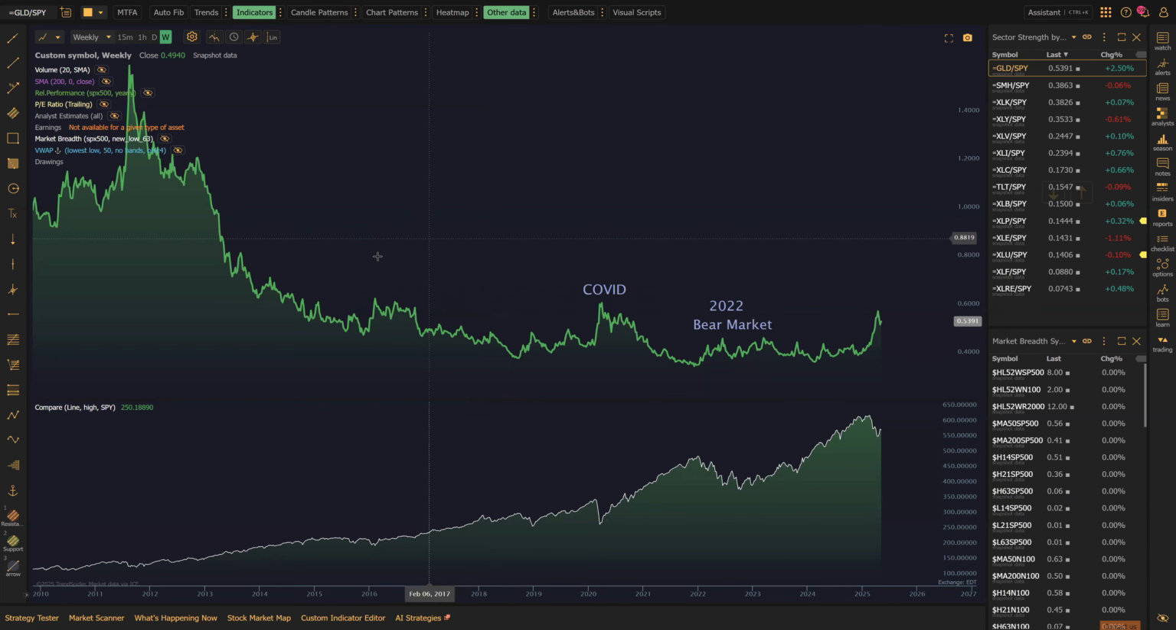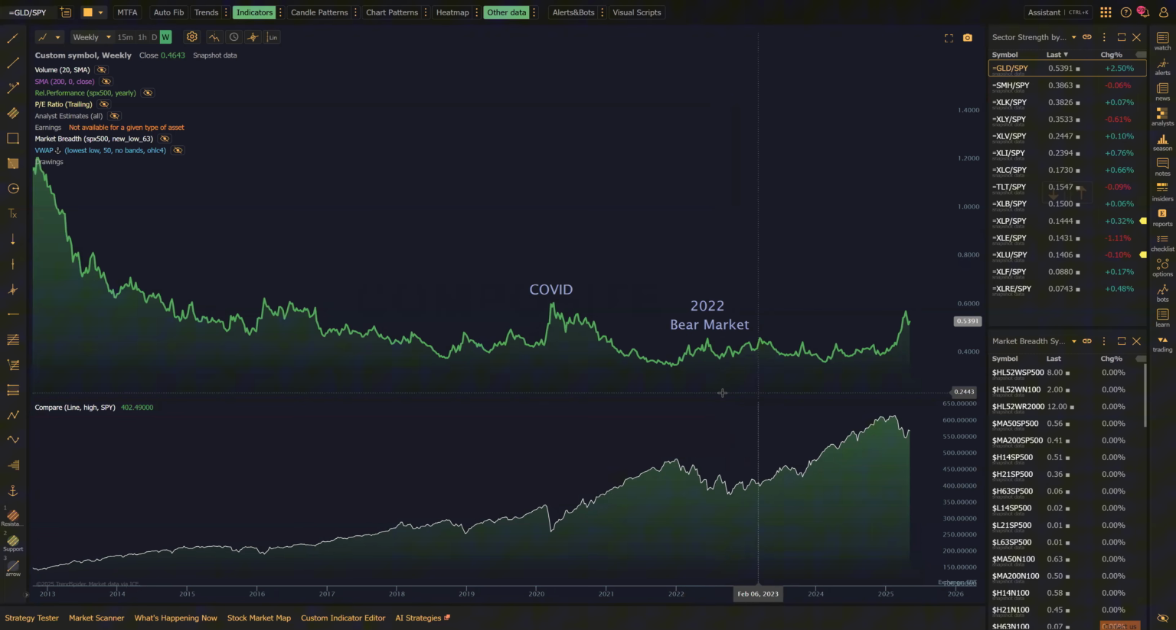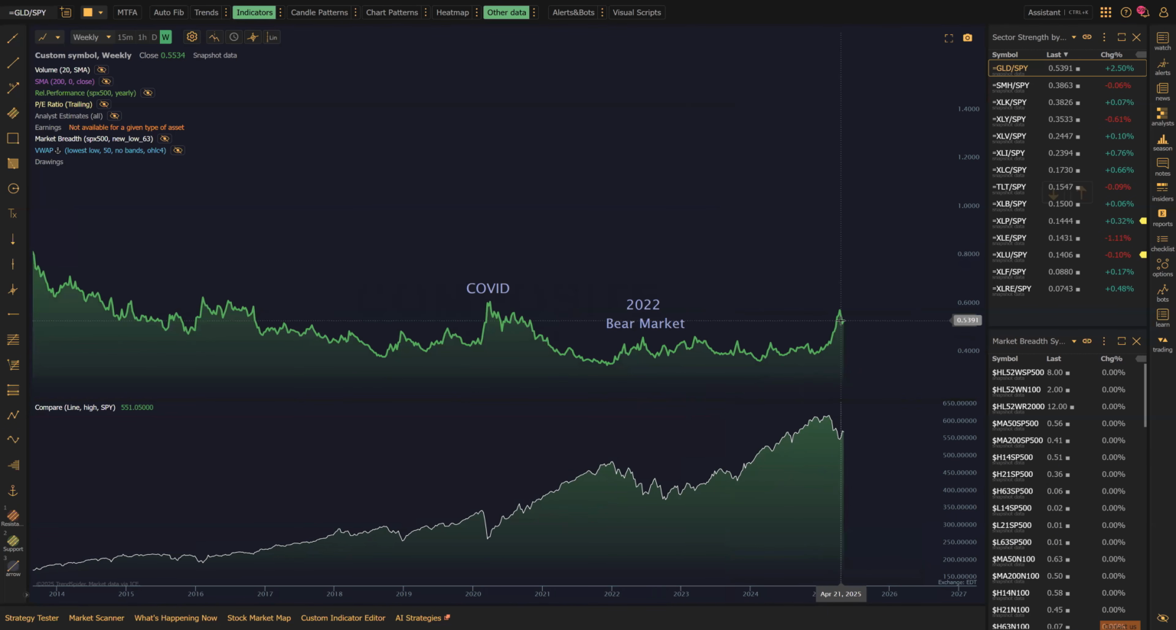You can use this as a guide to help you along with the countless other signals I just gave you guys to help you time when a potential bottom would be in. So whenever you see this spiking, like in COVID, it spiked. It started spiking in the 2022 grind down bear market. And then just recently it spiked to almost the same level as COVID as the market made a low. And so GLD over SPY is just one of them.